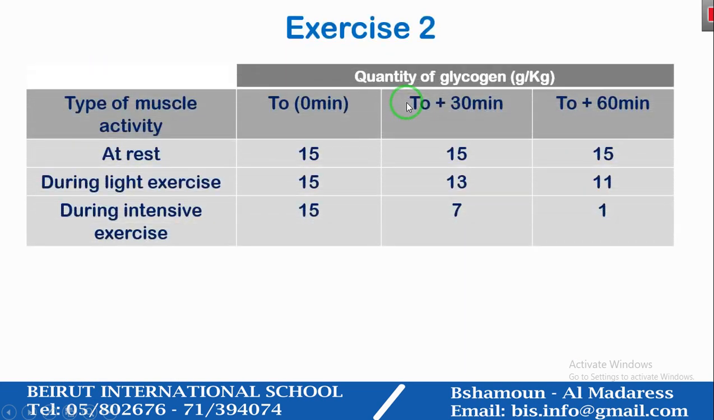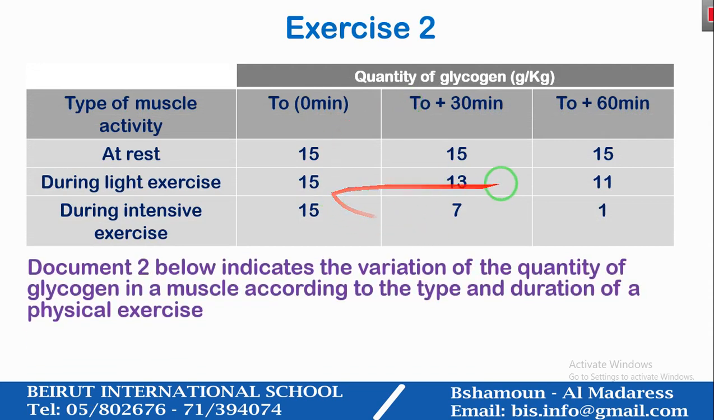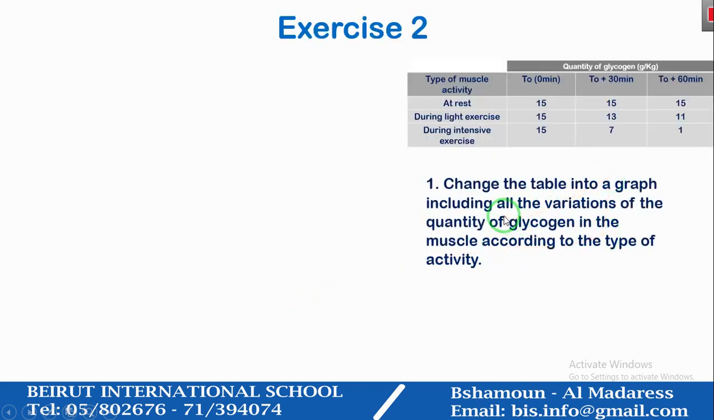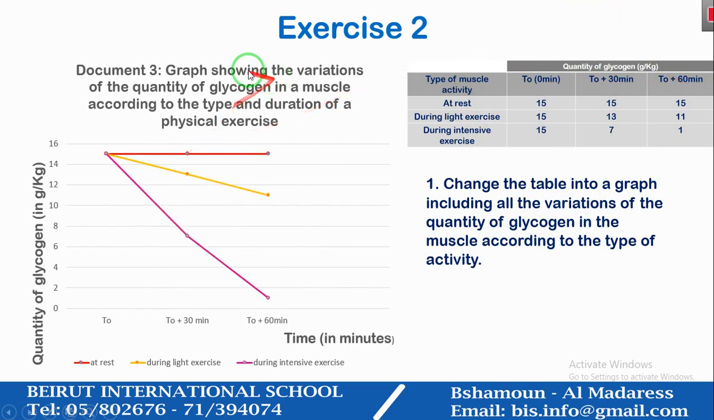Exercise 2. This exercise represents the variation of the quantity of glycogen in a muscle according to the type and duration of physical exercise. Change the table into a graph including all the variations of the quantity of glycogen. These are the variations according to the type of activity, and of course we have to include the time. So we have the title of the graph.